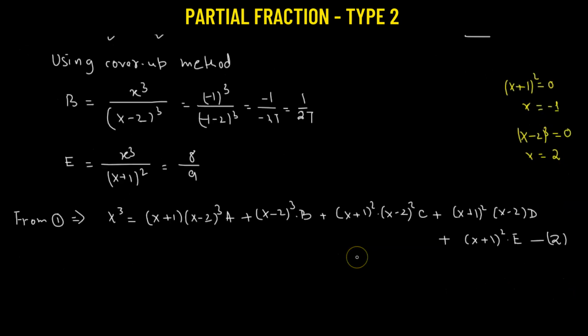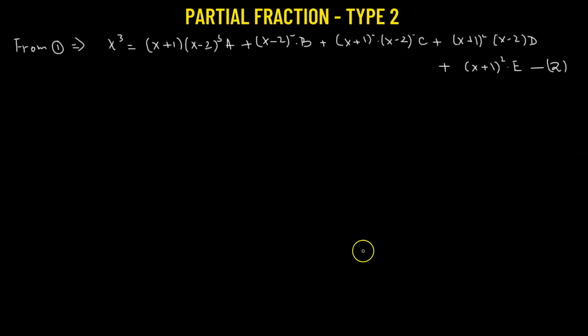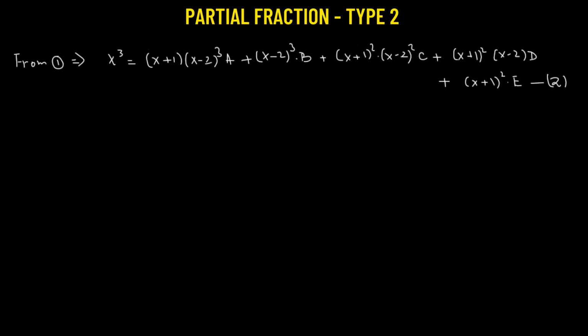Fine. Now we can see here that this equation is an identity in x. Since it's an identity in x, we can take a few values of x. So let's consider x equals 0. If we take x equals 0 and substitute it into our equation number 2, let's write it down.